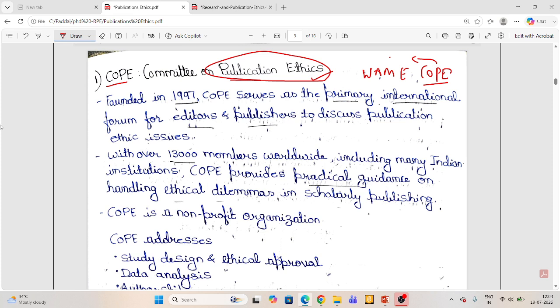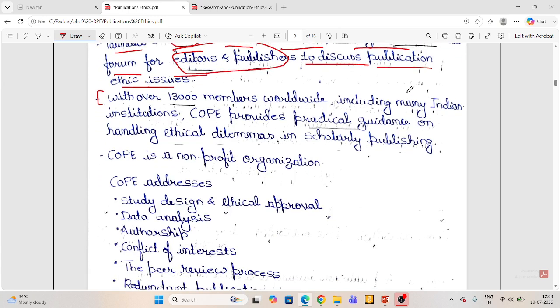What is COPE? Founded in 1997, COPE serves as the primary international forum for editors and publishers to discuss publication ethics issues, with over 13,000 members worldwide, including many Indian institutions. COPE provides practical guidance on handling ethical dilemmas in scholarly publishing. It is a non-profit organization.